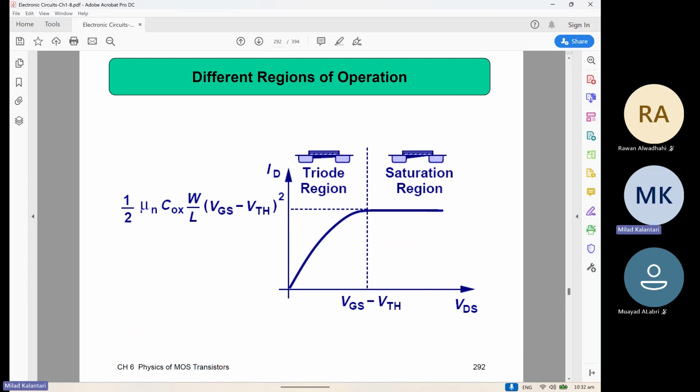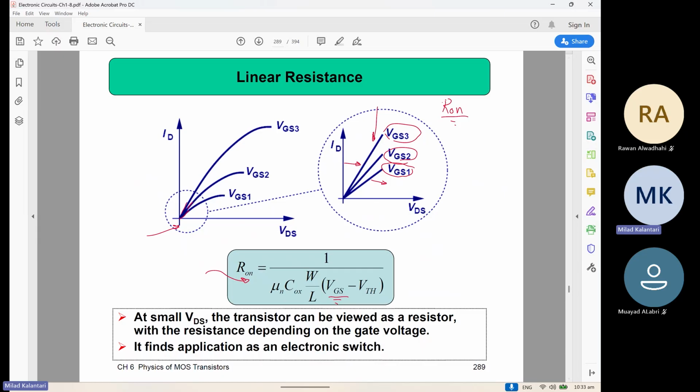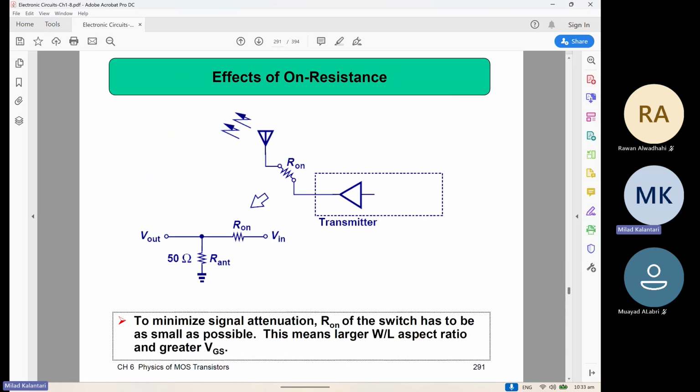So here is the summary so far. Basically the device has two regions. At the low VDS, it will be more like a resistor at this corner, and the resistance value is given by this formula over there, right? This formula depends on the size of the device, which you can adjust, and based on the voltage, you can control the resistance value.